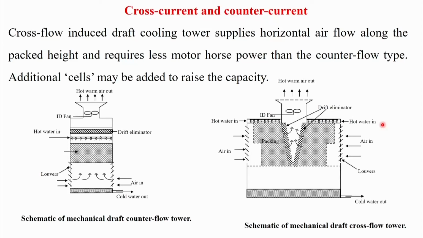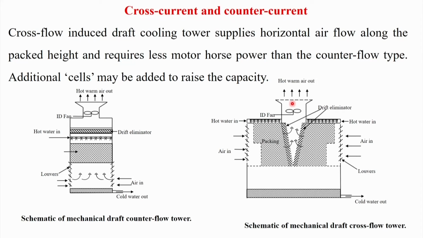But in the case of the counter flow cooling tower, the drift eliminator is placed horizontally with the packing materials. So, whenever the moist air comes out from the packing material, it will be like this. That is why we say cross flow, meaning water is sprayed from the top and air is allowed to flow perpendicular to the water flow. That is why we say cross flow.